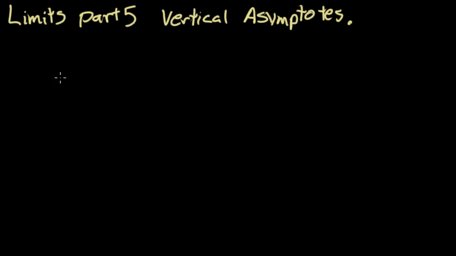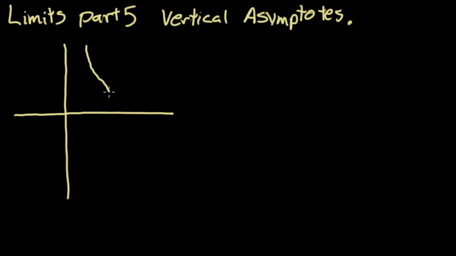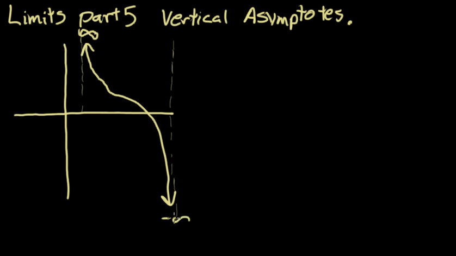Before we do the definition, let's go over what it looks like. Let's say I have this graph here, and I have this squiggly line right here that is going to positive infinity on one end and negative infinity on the other side here. Well, this is what we call a vertical asymptote. Anytime something goes to positive or negative infinity, it's a vertical asymptote. So we'll put that as positive infinity and negative infinity.